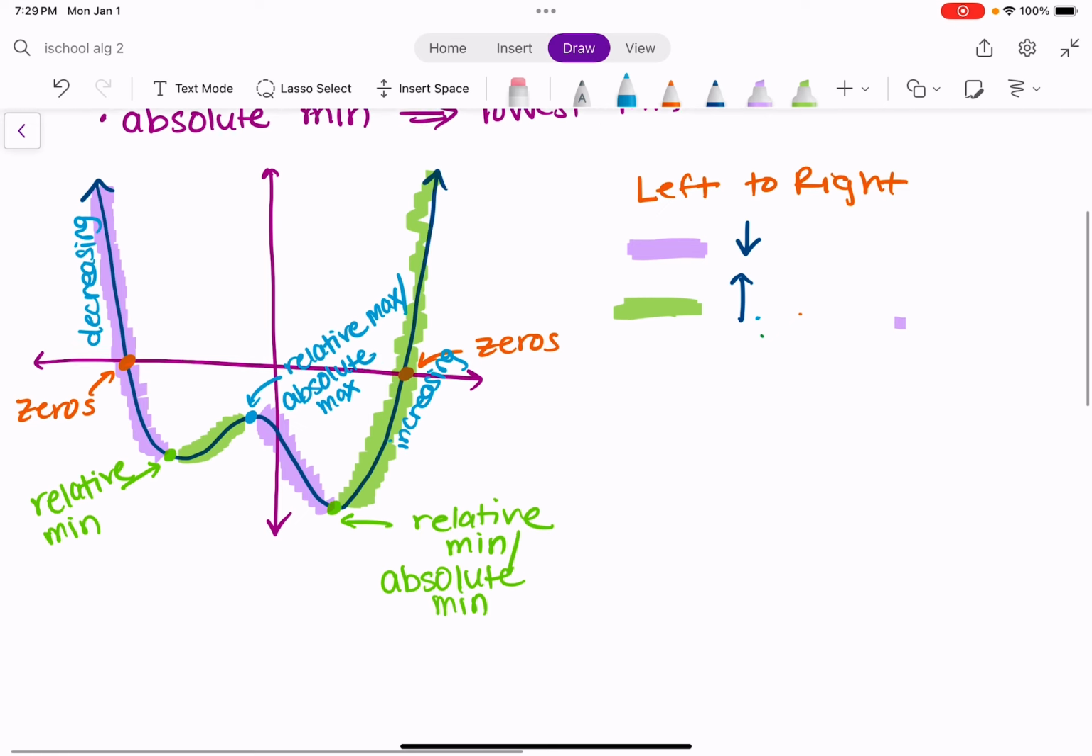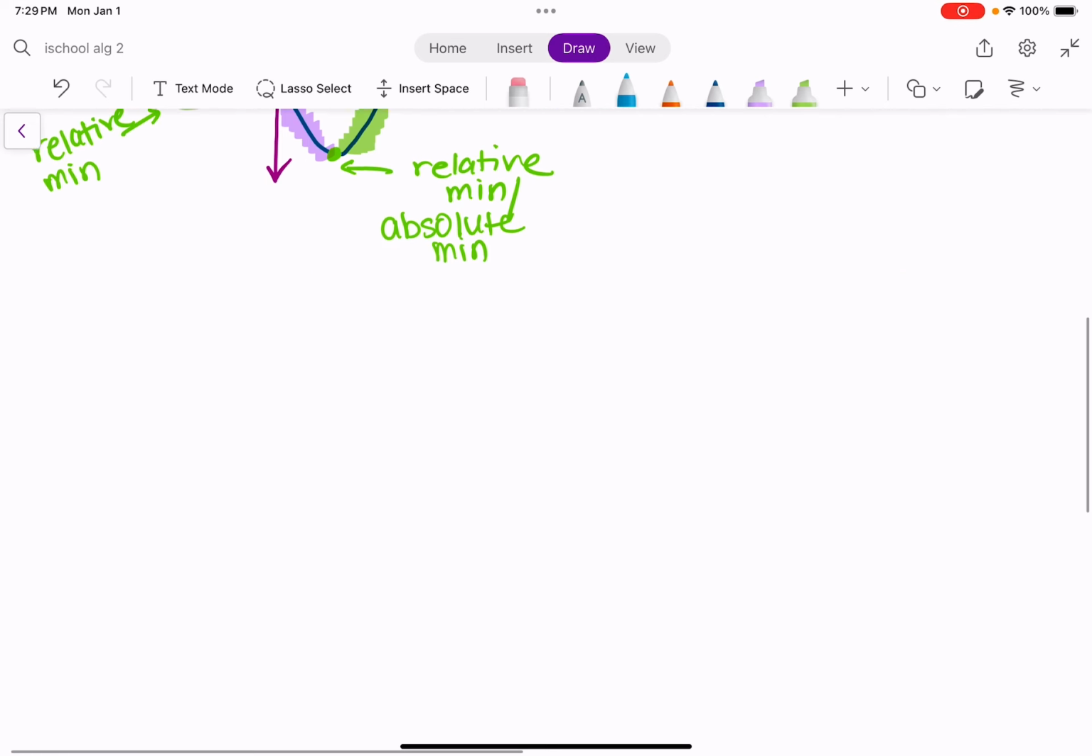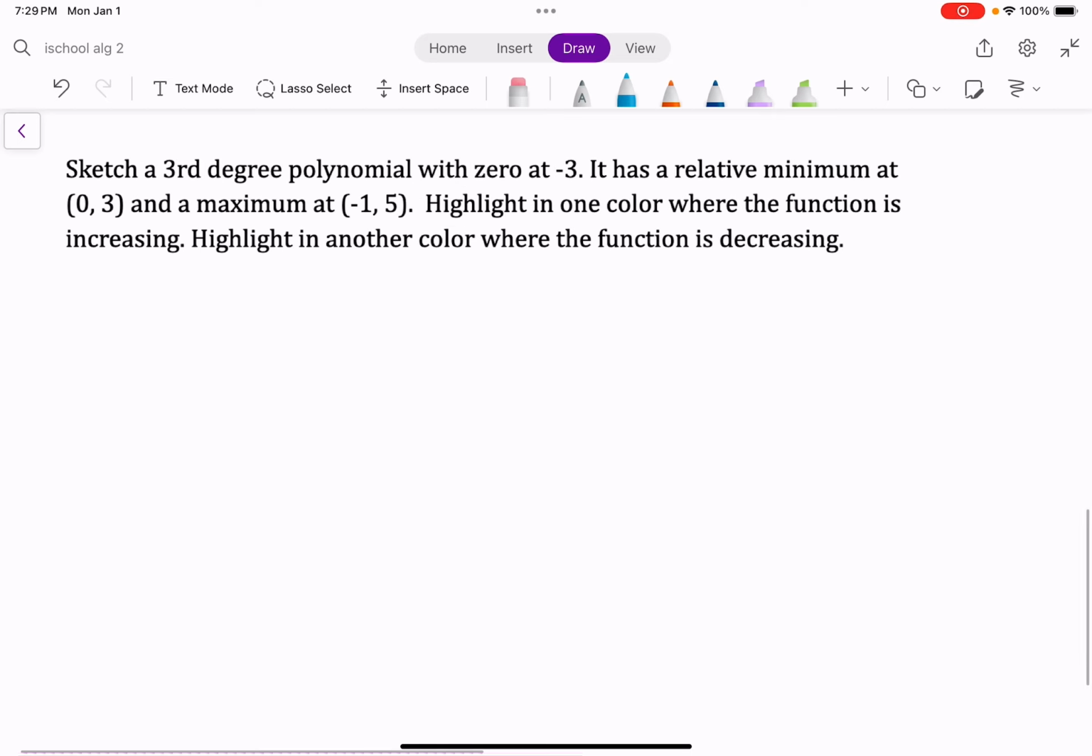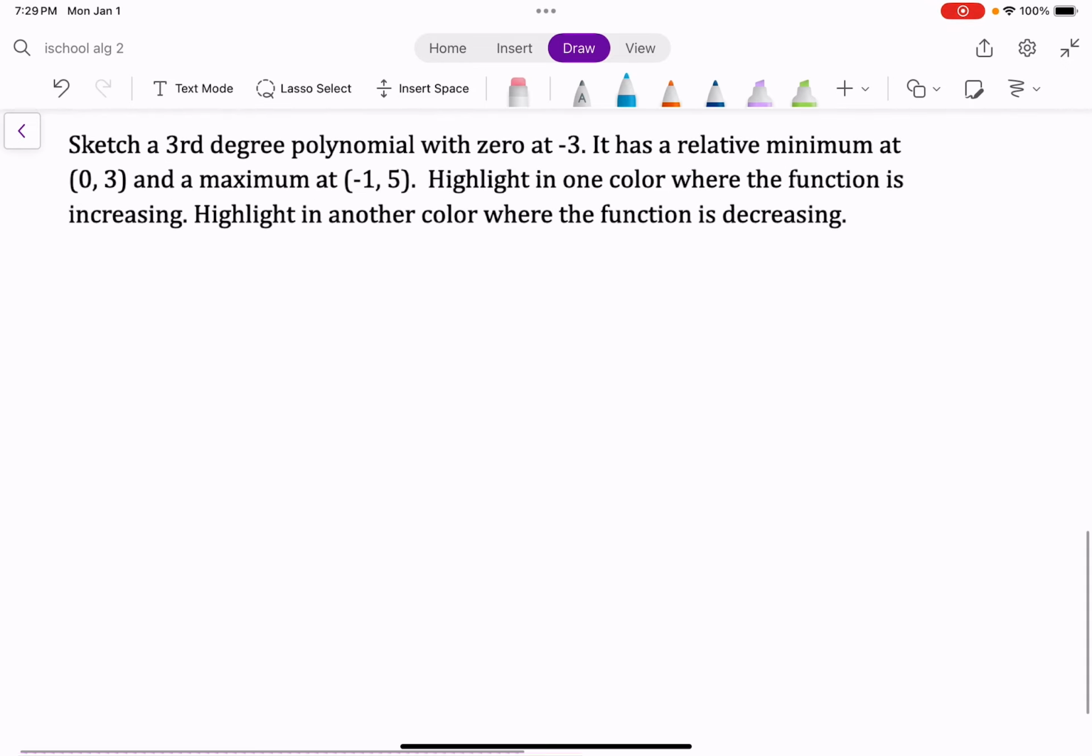So what we're going to do now is we're going to do a model problem where we're actually going to sketch a graph. So you don't need to have this written in your notebook, but there are cutouts if you want to staple or glue this into your notebook because I know some of y'all like to have the problem at hand. So this problem says, sketch a third-degree polynomial with a 0 at -3. It has a relative minimum at 0, 3, and a maximum at -1, 5. And then highlight when it's increasing and highlight when it's decreasing.